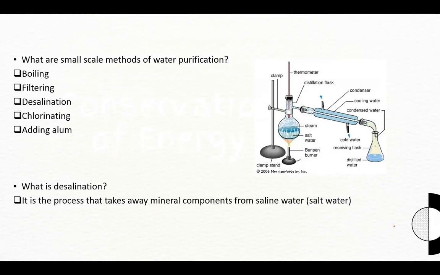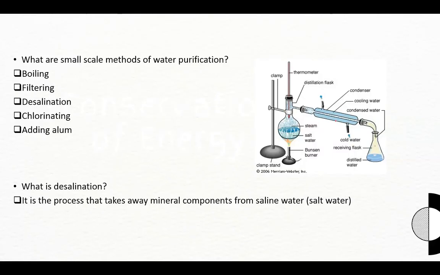But on a small scale, or in a lab, we can also purify our water for whatever reasons we need to, right? So there are different methods: we have boiling, filtering, desalination, chlorination, and also adding alum, which we saw in the large scale. Adding the alum will coat any dust or small particles, allowing them to settle because they are now heavy, right?